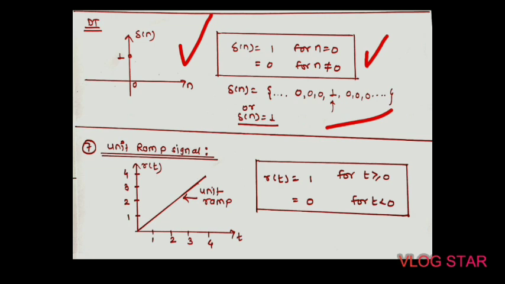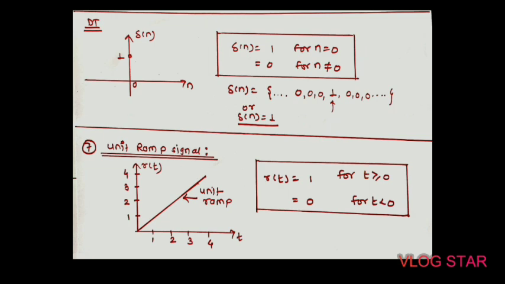The value of del of t is present only at t equal to 0. Here this arrow indicates the origin value, which has the value 1, and other negative as well as positive values are 0.